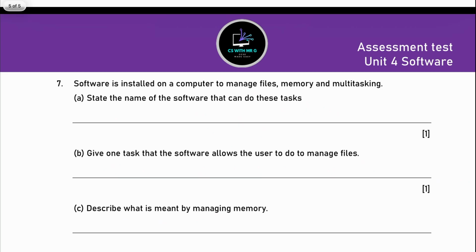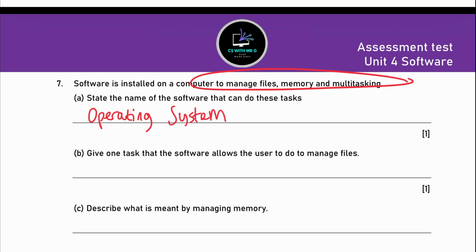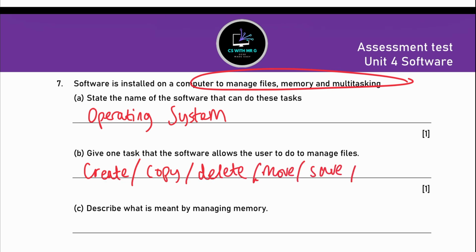And finally, question 7, software is installed on a computer to manage files, memory, and multitasking. Again, we've already discussed some of this. This is the operating system's job. The name of this software is the operating system. We've spoke about quite a lot. Give one task that it allows the user to do to manage files. And as we know, there's quite a lot of things you can do with files in an operating system. You can create a file, you can copy a file, you can delete a file, you can move a file, save, sort them, and even open them, which I forgot. But any one of them for the mark. But as we know, the operating system allows us to do all of these when it comes to files.